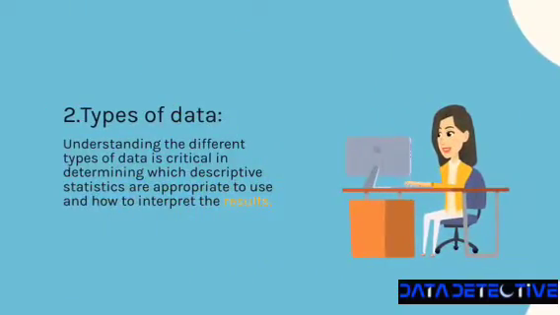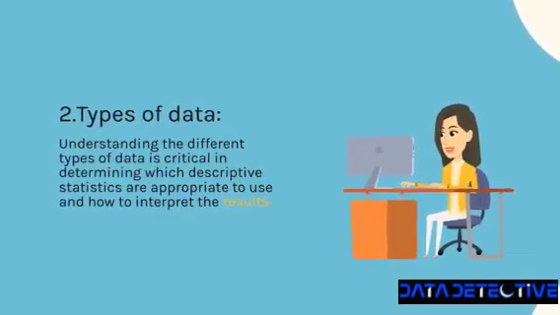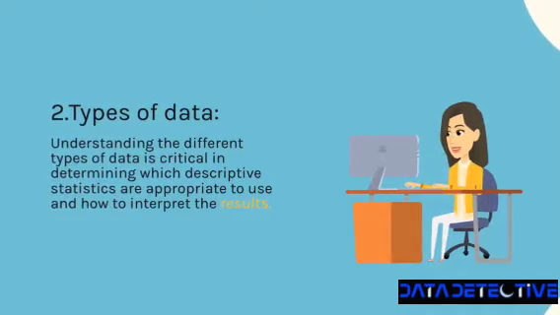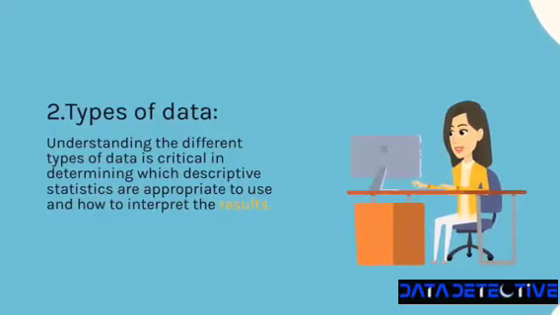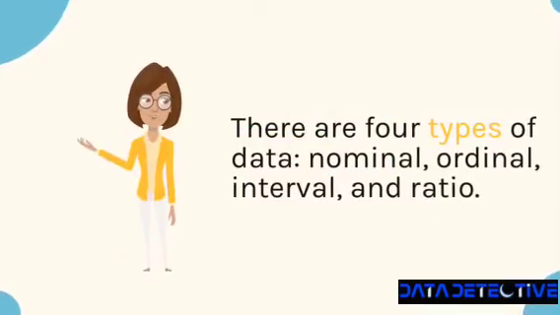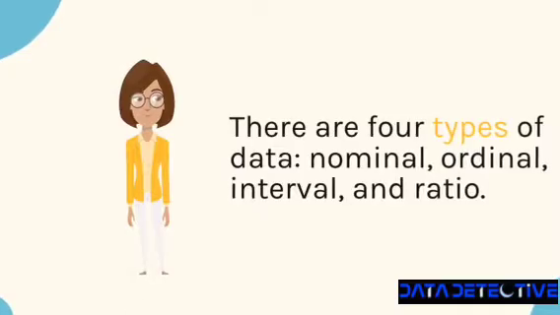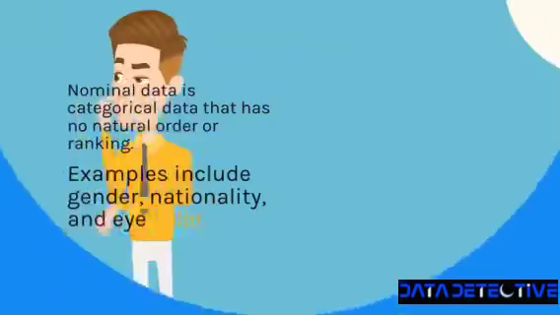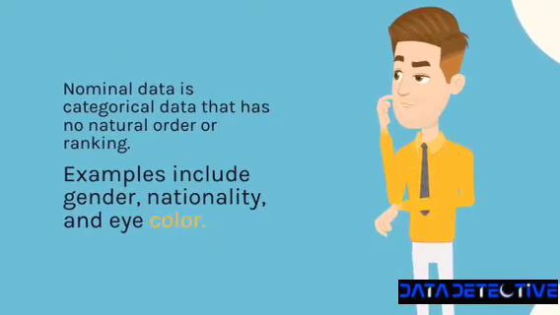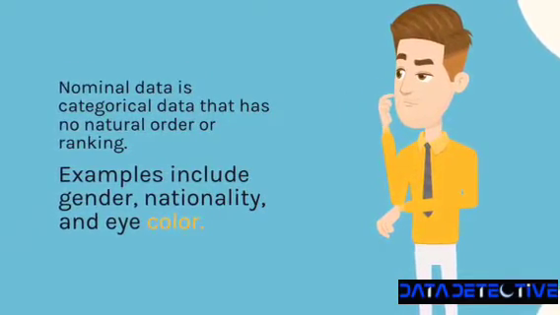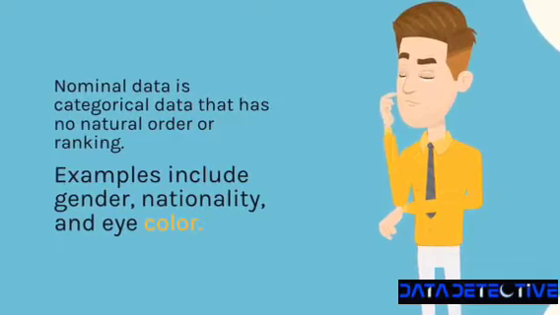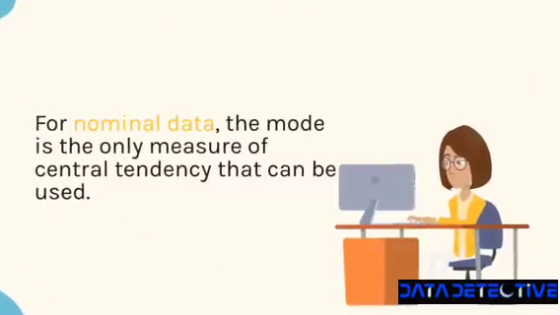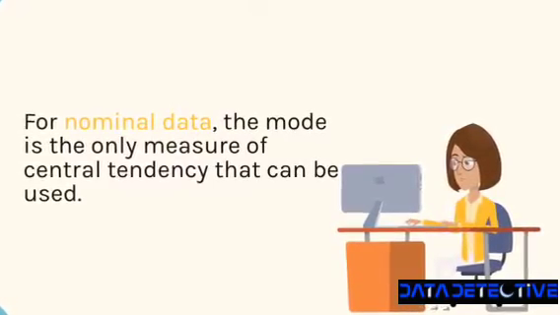Types of data. Understanding the different types of data is critical in determining which descriptive statistics are appropriate to use and how to interpret the results. There are 4 types of data: nominal, ordinal, interval, and ratio. Nominal data is categorical data that has no natural order or ranking. Examples include gender, nationality, and eye color. For nominal data, the mode is the only measure of central tendency that can be used.